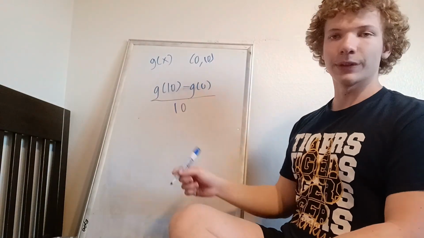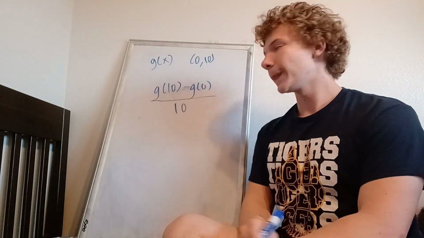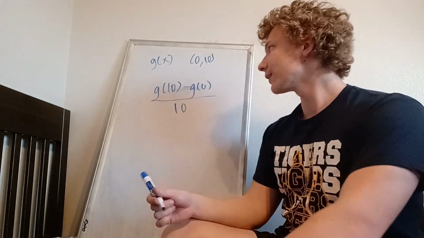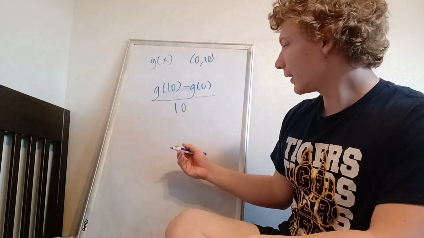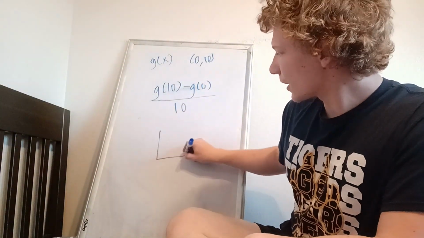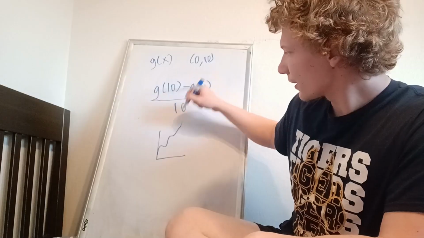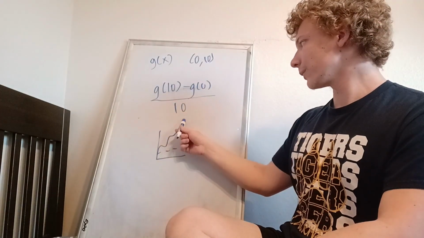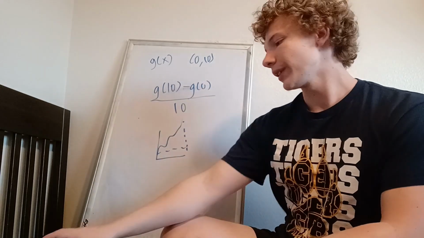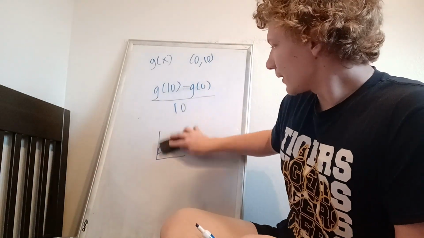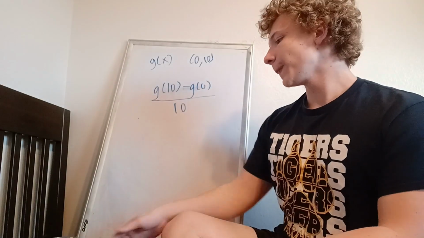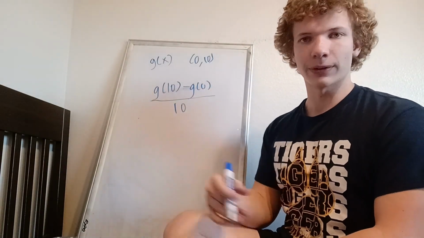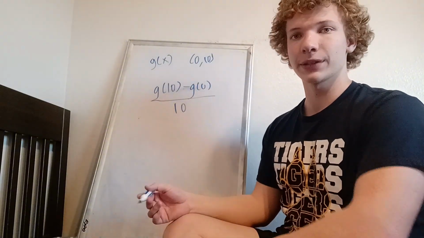All right, so this is the average rate of change over that interval, 0 to 10, of g of x. This is just rise over run, right? It doesn't matter what the function actually looks like. It could look like this, but as long as the average rate of change looks like this, then we'll get our rise over run. So the idea of the mean value theorem is that this is the mean or average velocity or rate of change of the function over that interval.